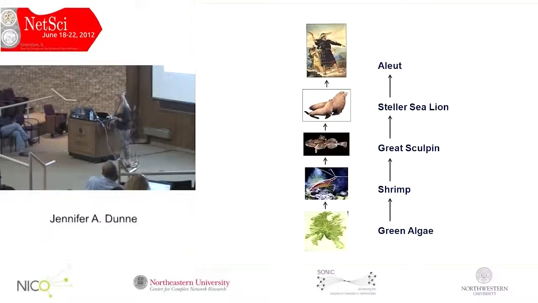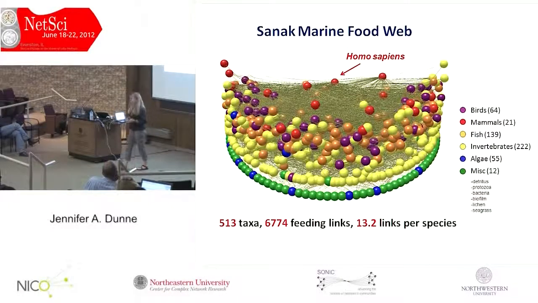This is just an example food chain from the food web for this system. For the intertidal food web, green algae at the bottom, shrimp, great sculpin, a type of fish, is eaten by Steller sea lion and then is eaten by Aleut. Of course, you can already start to fill additional arrows in here. The Aleut also ate the great sculpin, they also ate shrimp, and they also gathered and ate green algae. And so we can put this all together into, again, a very comprehensive and highly resolved marine food web, the nearshore marine food web.